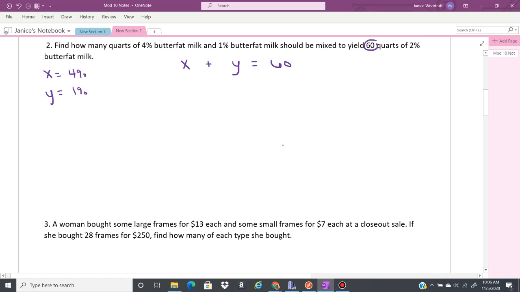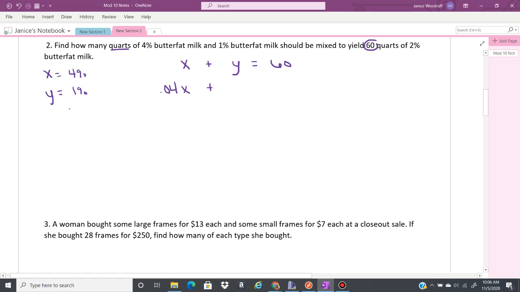The second equation is your multiplier equation. So now you want to pay attention to your percentages. So 4% butterfat milk, and we're trying to find out quarts. Your second equation is going to be 4% of the x quarts. So that would give you 0.04x.